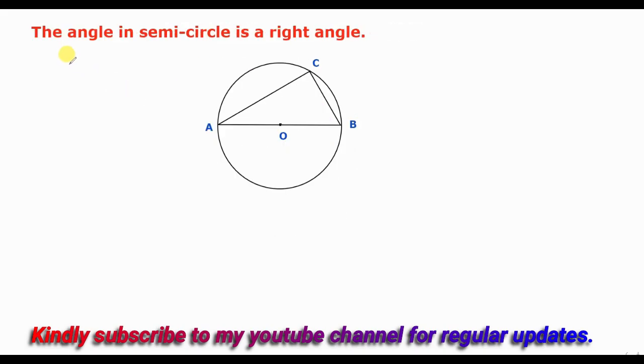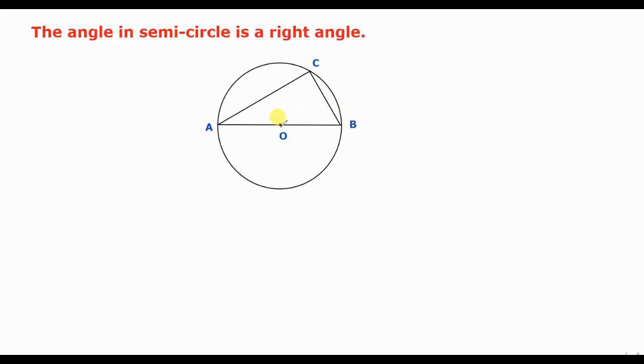The next one is the semicircle property. The angle in a semicircle is a right angle. The line which connects two points on the circumference and passes through the center is the diameter. So from the diameter, if you draw a triangle, the angle at the circumference will be 90 degrees. That is a property.